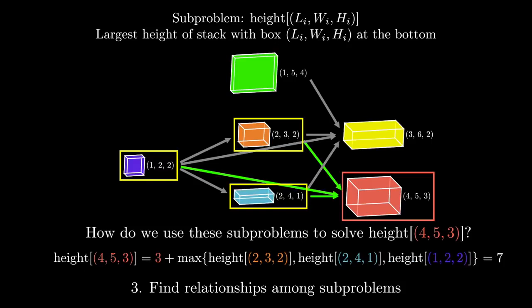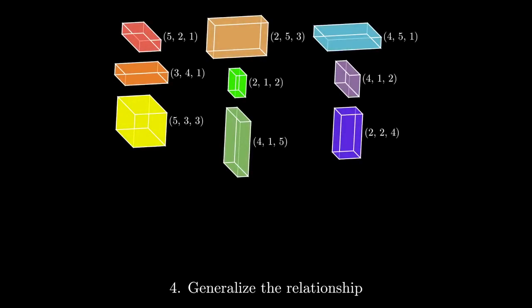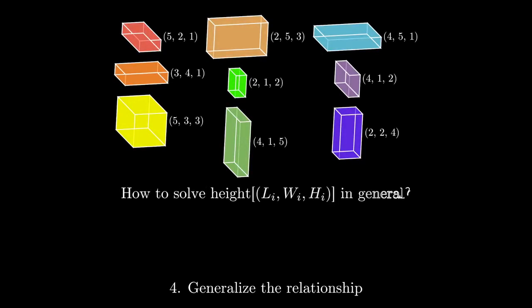We simply add the height of the red box to the maximum height of all the necessary subproblems. What's going on here is that we are taking our current subproblem, finding all the necessary prerequisite subproblems, picking the best one out of those, and adding the height of the current box to the best height so far. Let's generalize this relationship. Given a new set of boxes, let's ask ourselves, how do we solve the optimal height of a stack with the blue box as the base?